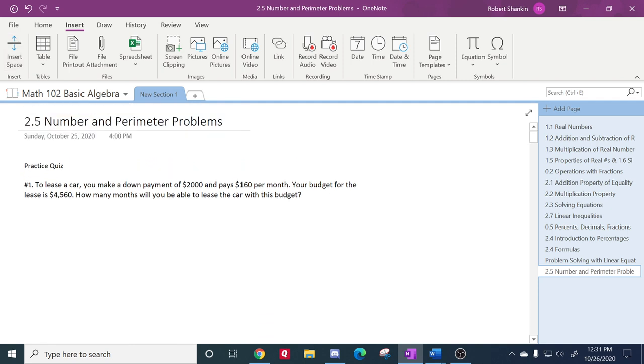To lease a car, you make a down payment of $2,000 plus $160 per month. Your budget for the lease is $4,560. How many months will you be able to lease the car with this budget? So let me give you a little time with this.